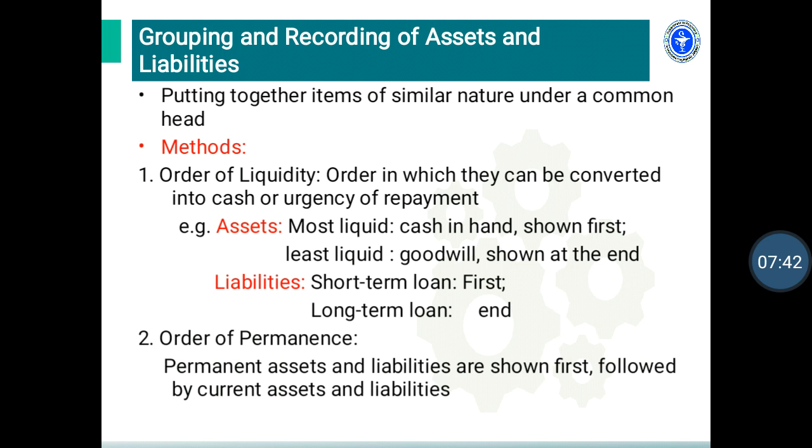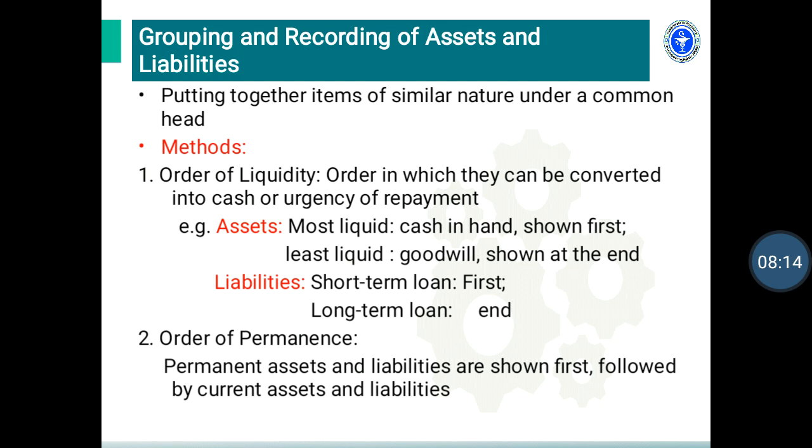Then the second method is order of permanence. This method is exactly the reverse of the first method, and according to this method the permanent assets and liabilities are shown first, followed by current assets and liabilities. The business enterprises which are run by a sole proprietor or by a group of partners generally follow the first method for preparation of balance sheets.